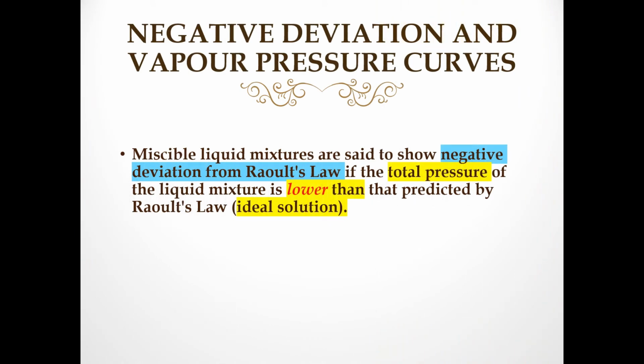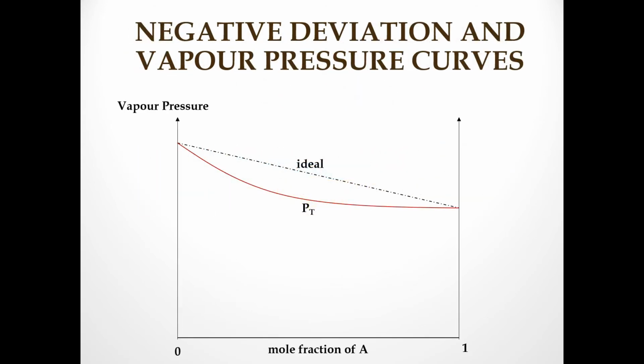Miscible liquid mixtures are said to show negative deviation from Raoult's law if the total pressure of the liquid mixture is lower than that predicted by Raoult's law. This is the ideal solution. So this is a vapor pressure curve. The total vapor pressure of the mixtures will be lower than the ideal.